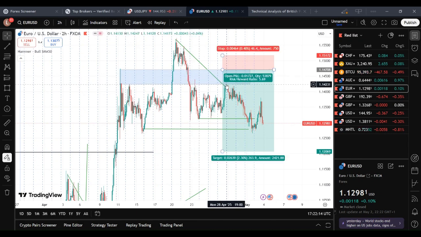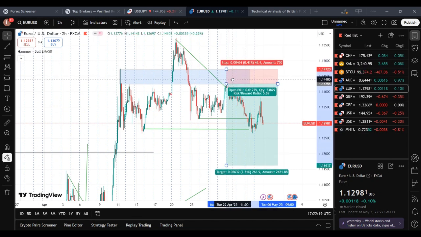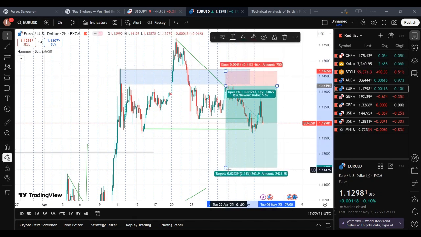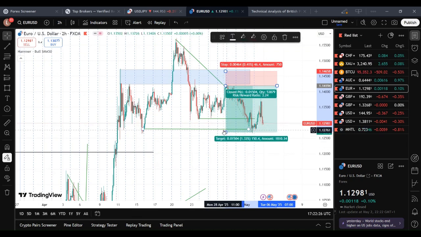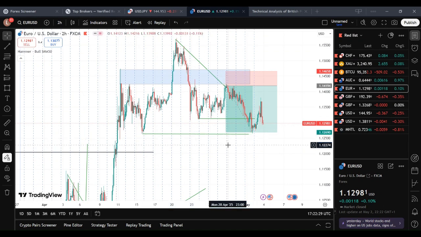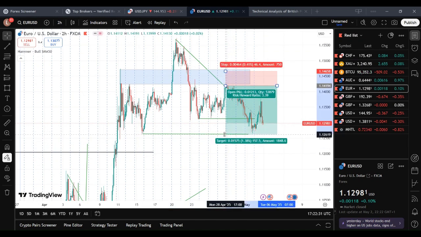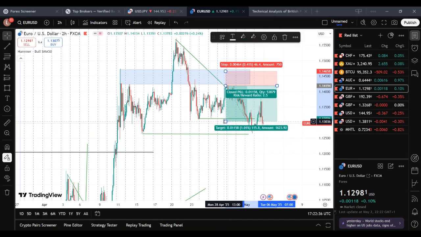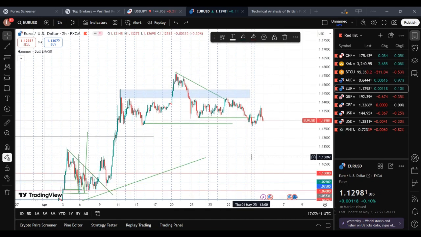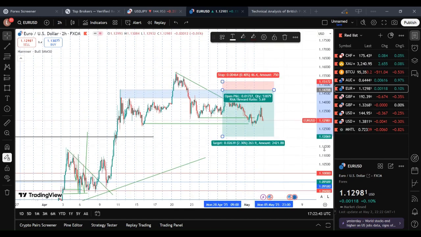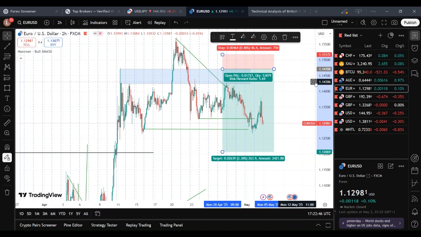You understand? So I should have modified my entry model to somewhere around here, and then maybe left my TP just somewhere around here, just a sharp entry and exit model. You understand? Just a sharp entry and exit model. But then I didn't do that. I wanted to give the market enough time, just like I said. But then you can see how it played out.